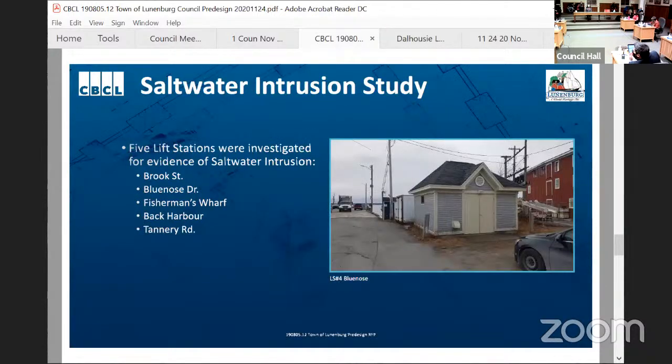So moving on to the saltwater intrusion study, five lift stations were investigated, which were thought to be the most likely sources of saltwater getting into the collection system. And next slide, please.